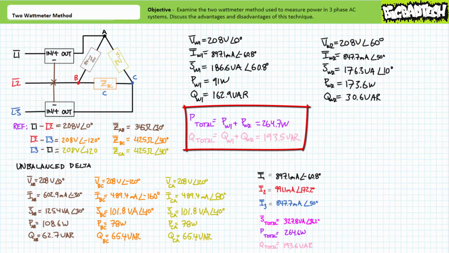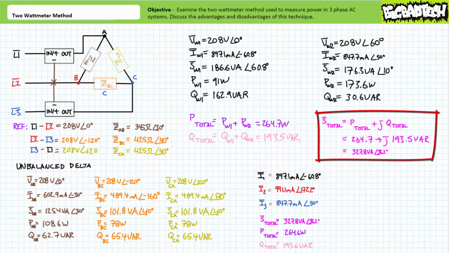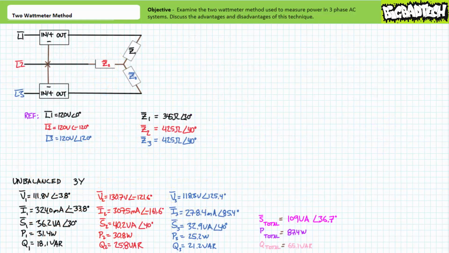If, however, we add wattmeter 1's reading with wattmeter 2's reading, we obtain a total real power figure of approximately 264.7 watts and a total reactive power figure of 193.5 VARs. Packaging these as the real and imaginary components of a complex number in rectangular format, we can convert it to polar format as 327.8 volt amperes, which yields our total apparent power figure. These figures closely match those we obtained in our previous analysis. The advantage being that the 2 wattmeter method is external to the delta configured load and we're using less equipment. Let's now take a look at the 2 wattmeter method employed in our example unbalanced 3-wire Y configuration.